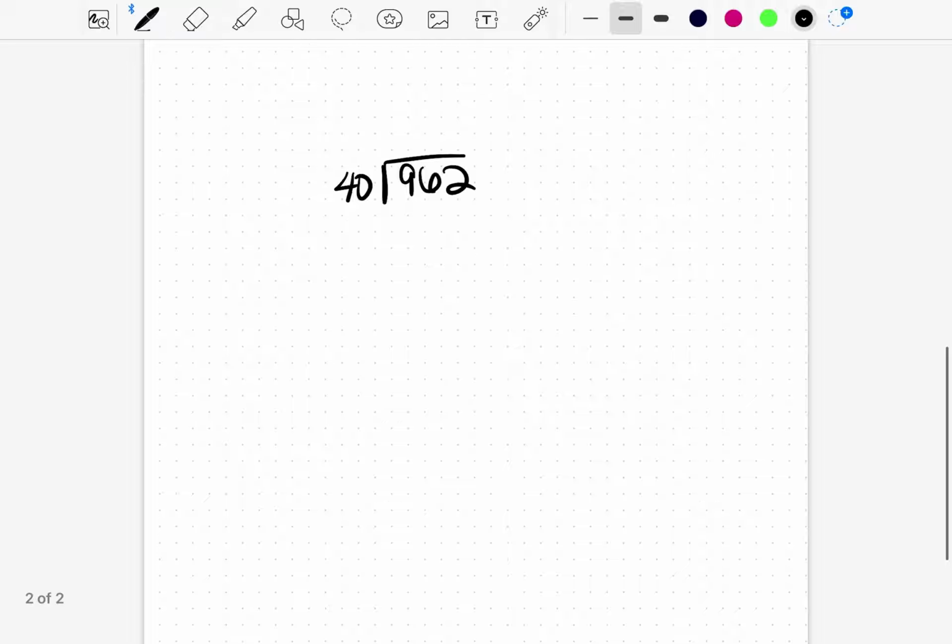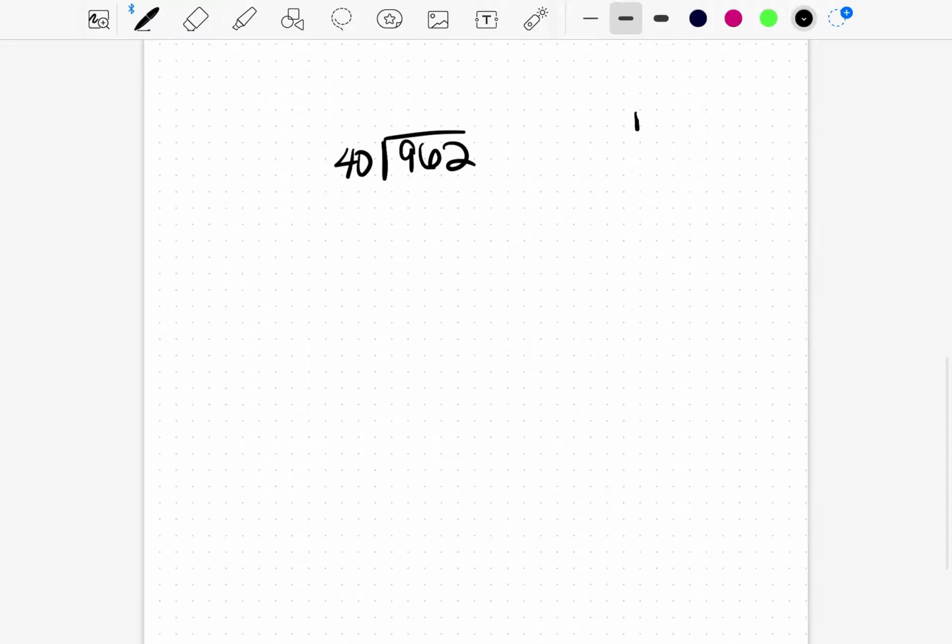Okay, let's do this with a slightly bigger one. Again, divide, multiply, subtract, bring down, repeat. Can 40 go into 9? No. Can 40 go into 96? Yes. How many times can 40 go into 96? It can go in 2 times.